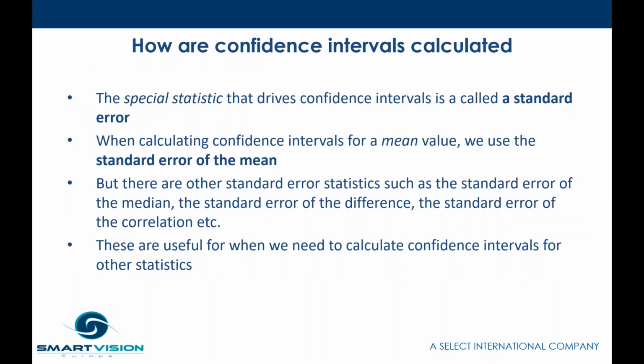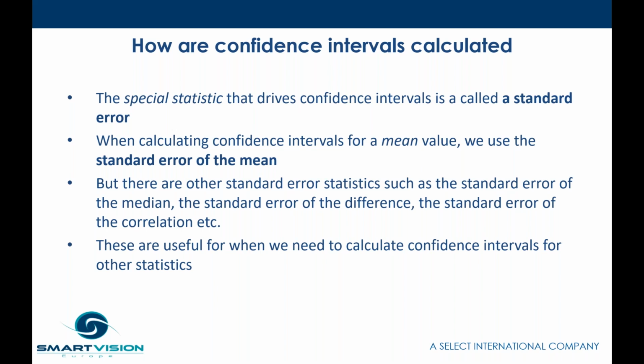Okay, so how are confidence intervals actually calculated? Well, it turns out that this is driven by a special statistic called a standard error. It's one of these little statistics that people kind of hear, but they don't really pay a lot of attention to. When we calculate confidence intervals for a mean value, we use the standard error of the mean. But there are standard error statistics for lots of other statistical values, not just the mean. You can get standard error of the median, standard error of the difference, standard error of the correlation. Standard error of a difference is what's used, for example, in a t-test.